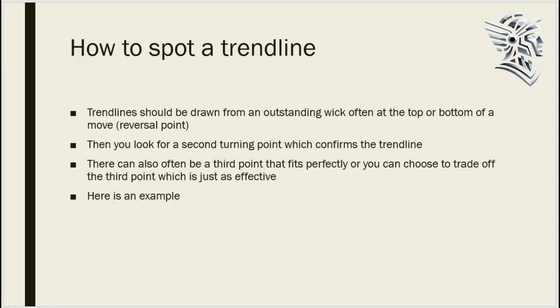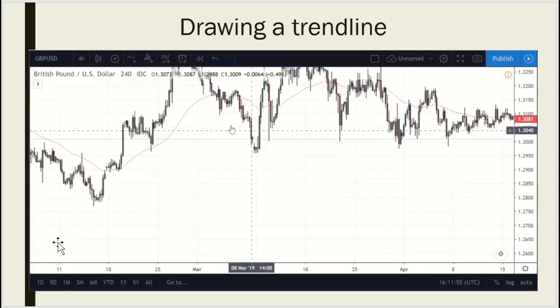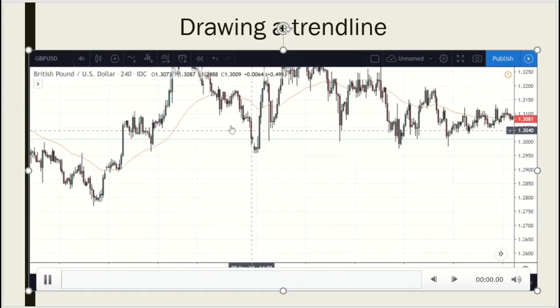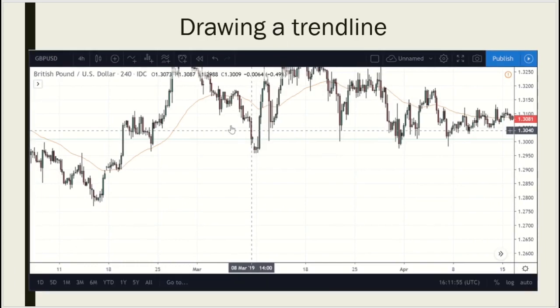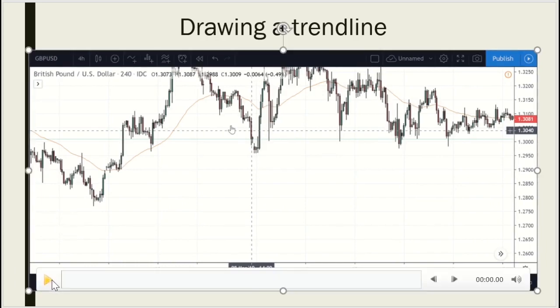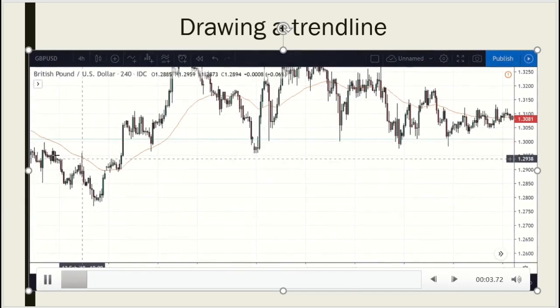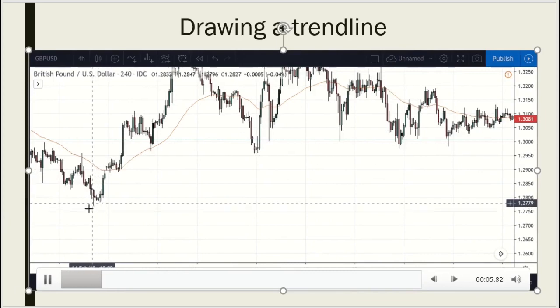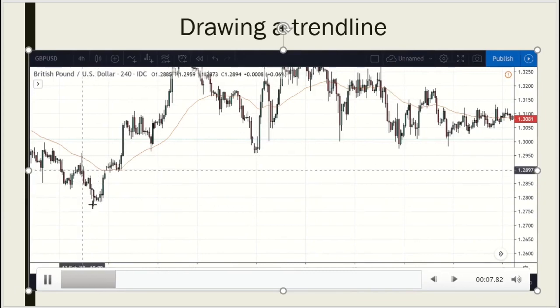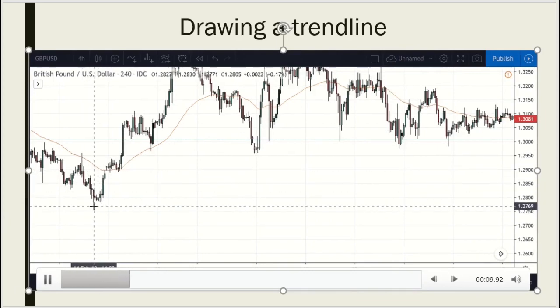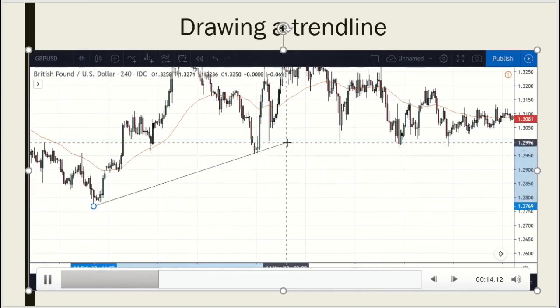So here's an example of actually drawing a trend line, one that I made myself. So here you have your outstanding points here on pound dollar. You want to take your tool, you want to catch it right on the end of the wick and then pull it to the next low point, the next turning point.